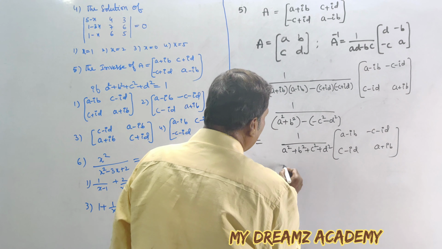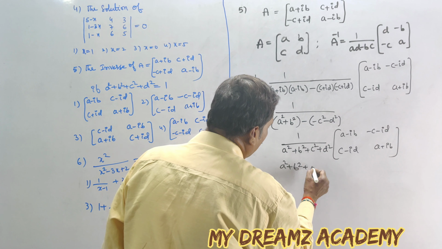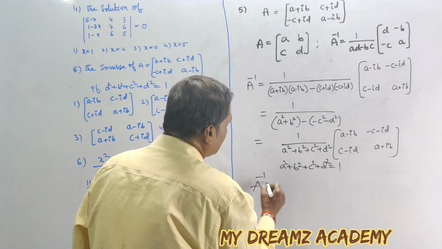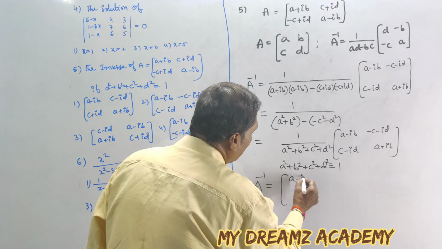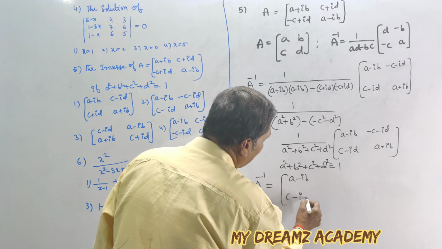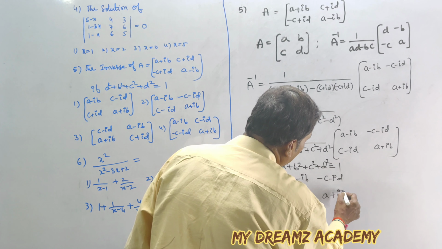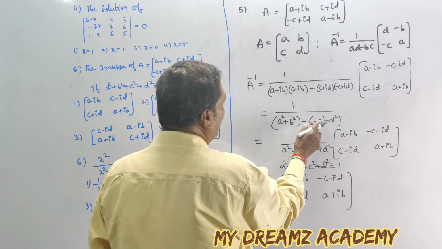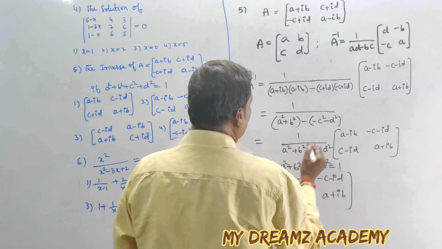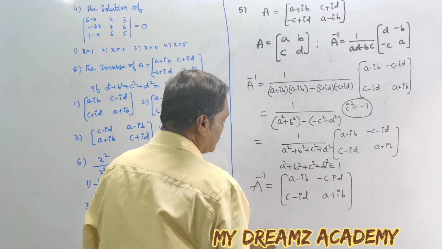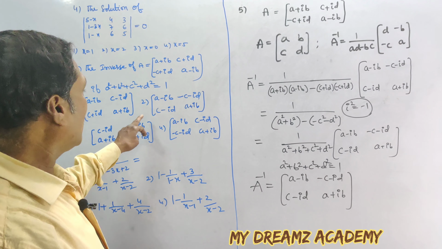But given a square plus b square plus c square plus d square is equal to 1 in the given problem. Therefore, A inverse is equal to a minus ib, c minus id, minus c minus id, a plus ib. In this, while multiplying, i square is equal to minus 1. Remember, this is complex numbers. Therefore, this option is the right answer.